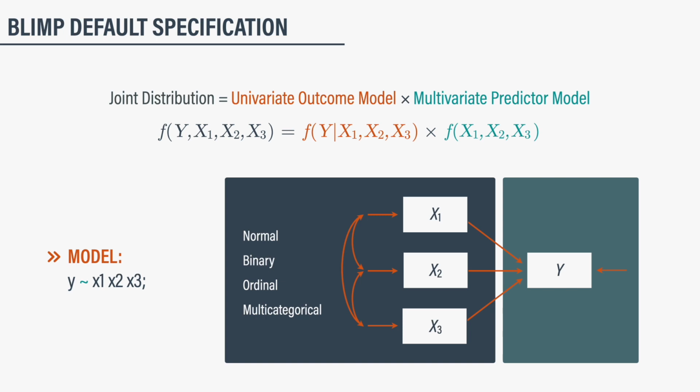Following the model line, we simply express the path diagram using a single line of code. The tilde is like an equal sign in a regression equation with the outcome variable to the left and the predictors to the right. So all we need to do is specify the dependent variable's model, and Blimp figures out how to set up the predictor models. The default specification is actually very flexible because it handles normal, binary, ordinal, and multi-categorical predictors.